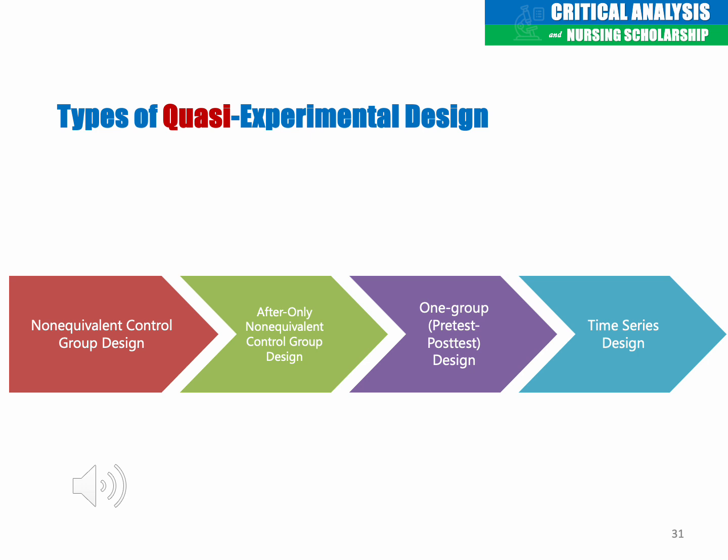Now, there are four types of quasi-experimental design. We have the non-equivalent control group design, after-only non-equivalent control group design, one group pre-test and post-test design, and we also have time series design. In the next few slides, we're going to discuss how each of these designs is different from one another, and also we're going to give a specific example of a research conducted utilizing such designs.